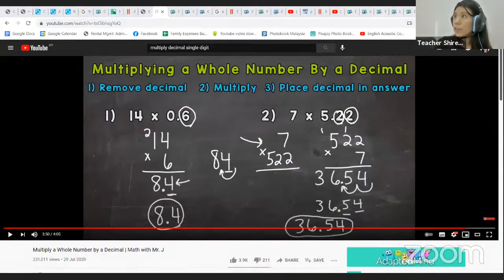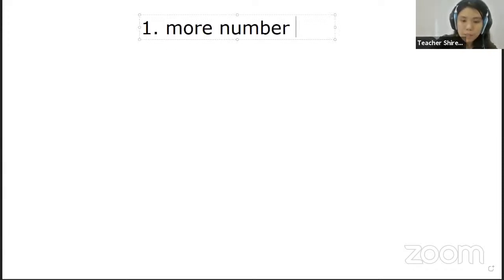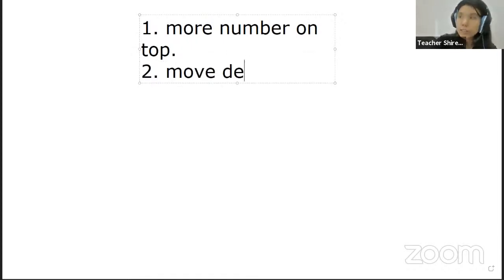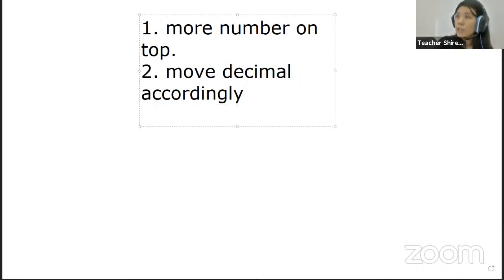Okay, let me clear. So the first rule of thumb is that the number with more digits goes on top. Number 2, move the decimal accordingly. Okay, so let me give you an example.